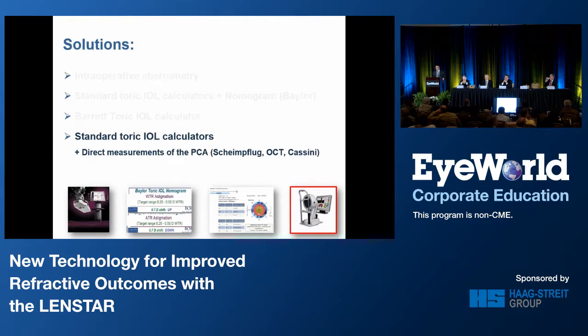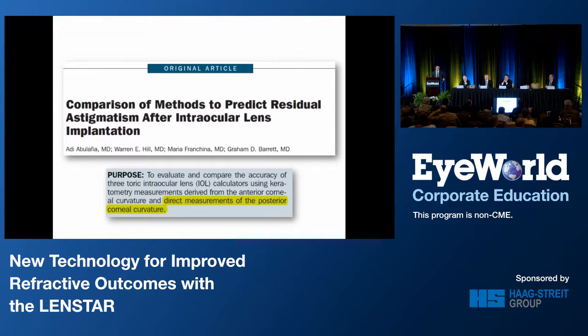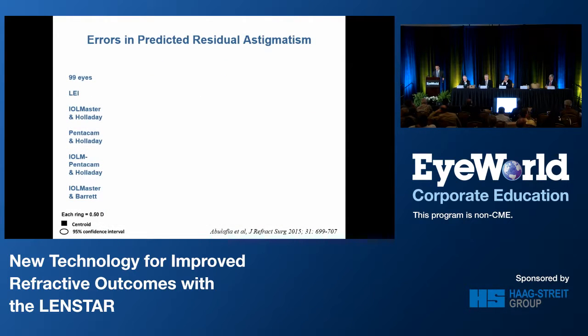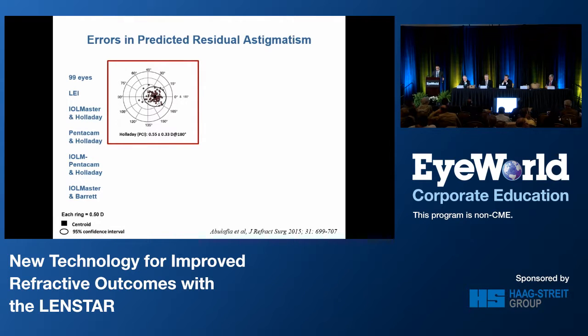Now, what about using standard toric calculators with direct measurements of the posterior cornea? Theoretically, this should be the most accurate method for assessing the net corneal astigmatism. However, our personal experience with the Pentacam device was somewhat disappointing. In a different study with a similar design, we evaluated the accuracy of direct measurements of the posterior corneal curvature by calculating the errors in predicted residual astigmatism in 99 eyes using the IOLMaster and the Pentacam. When we used the IOLMaster measurements with the Holladay Toric calculator, we saw against-the-rule prediction errors with a centroid of more than 0.5 diopters, the same as in the previous study.